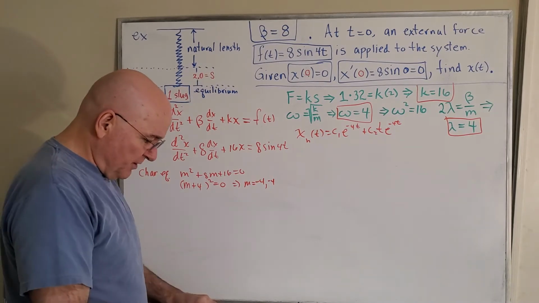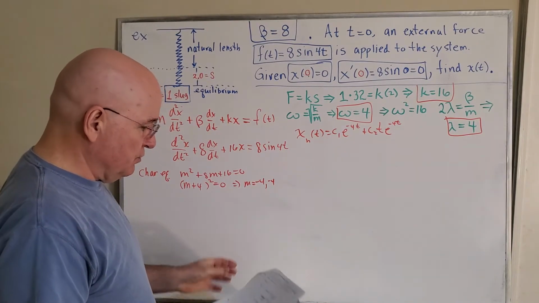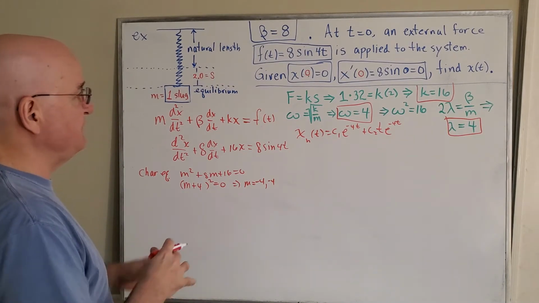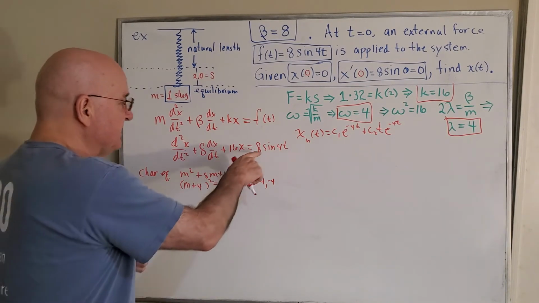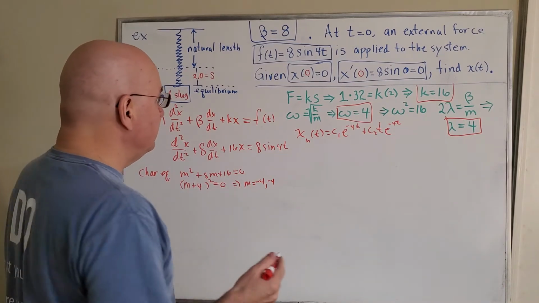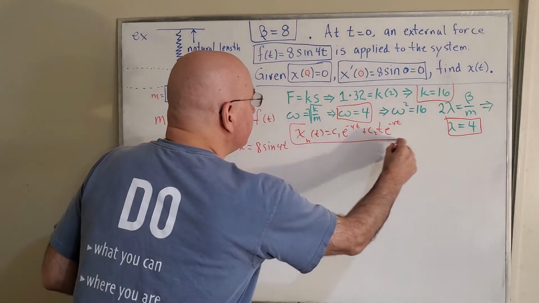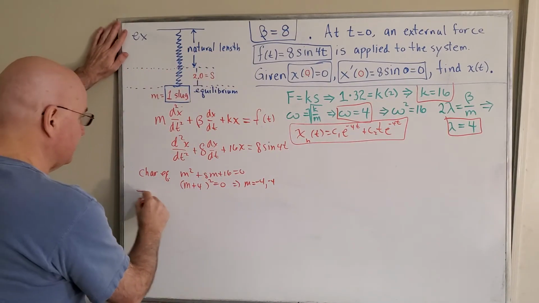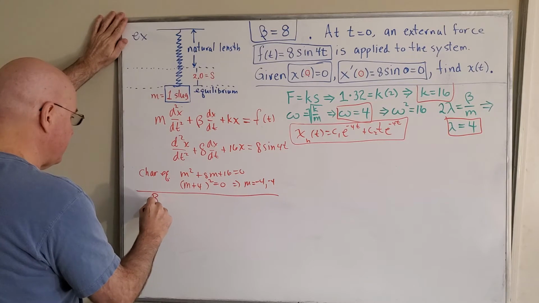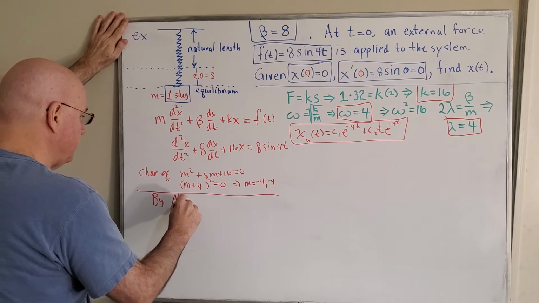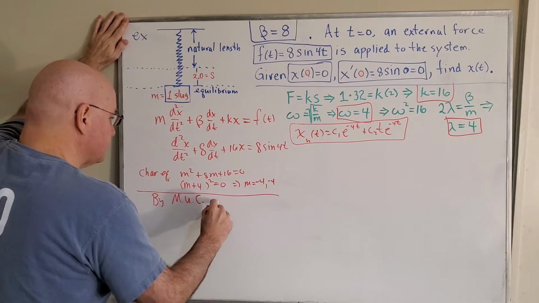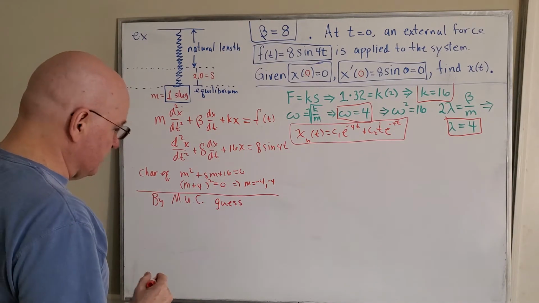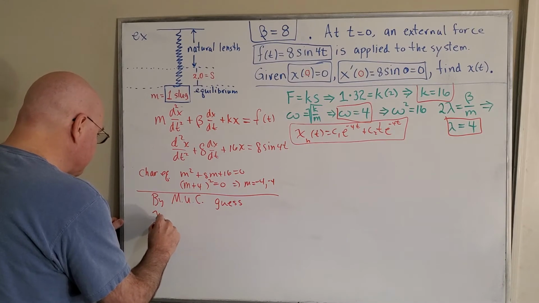Okay, so that gives us part of the solution. Now we'll need to use the method of undetermined coefficients to figure out what a particular solution is for this. Let me start down here. By method of undetermined coefficients, we have to guess the particular solution.